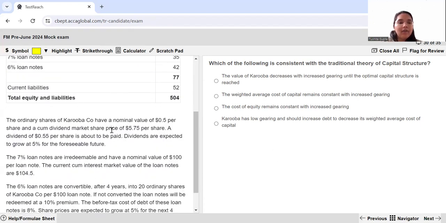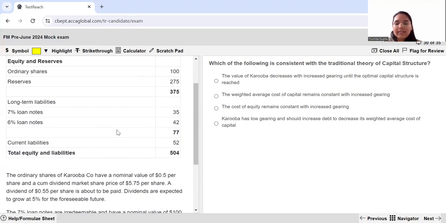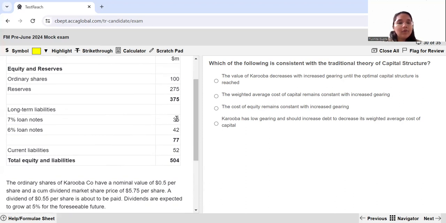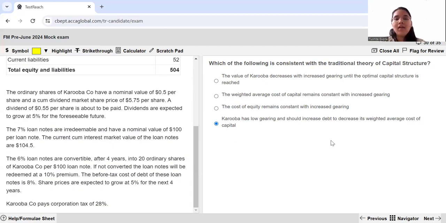that they currently have, if you compare the book value of your gearing, debt to equity, you have a debt of 77, and if you compare it with your equity 375, you find that it is roughly around 20%. So debt divided by equity is only 20%. This means a low gearing. So this statement over here, Karooba company has a low gearing and should increase the debt to decrease its weighted average cost of capital, is absolutely consistent with your traditional theory of capital structure.